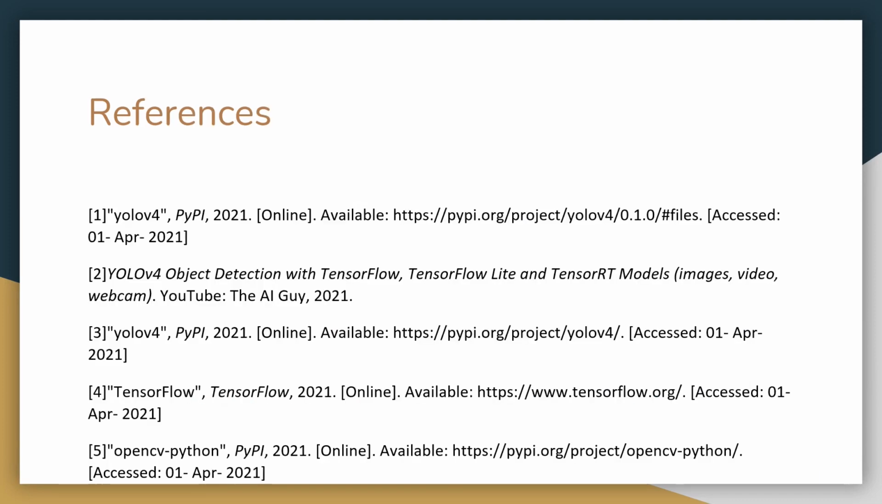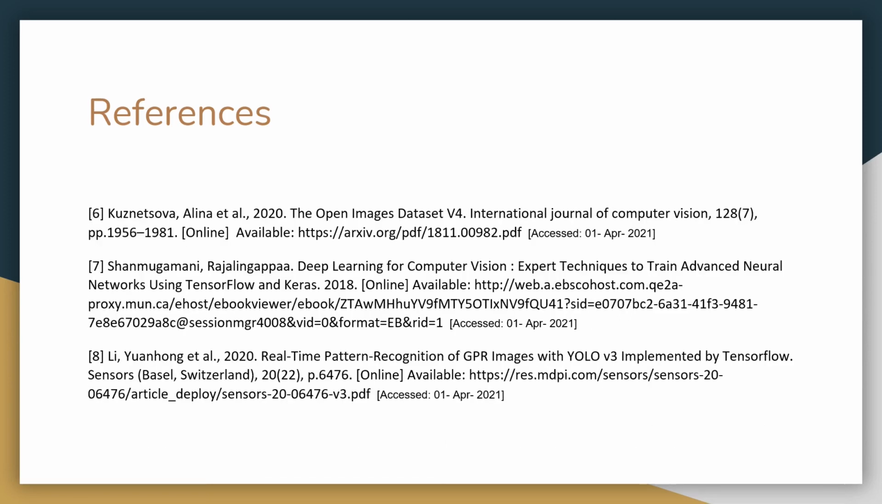This slide displays a list of references used throughout the project to help our implementation of object and vehicle detection in video. Here are some more references that we used throughout the project for the same reason.